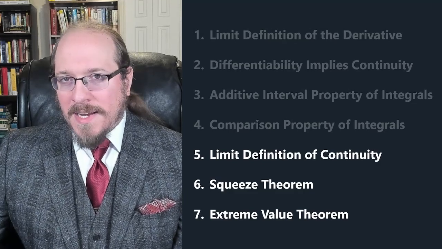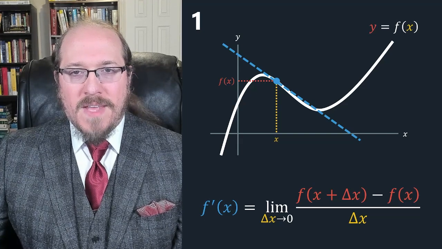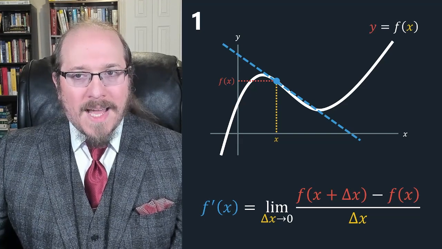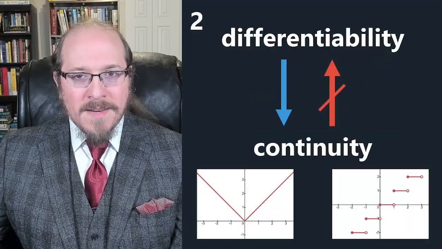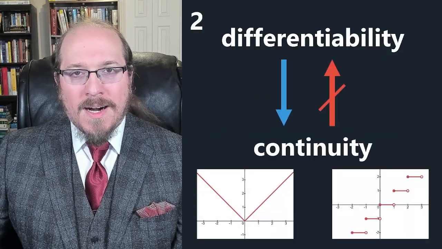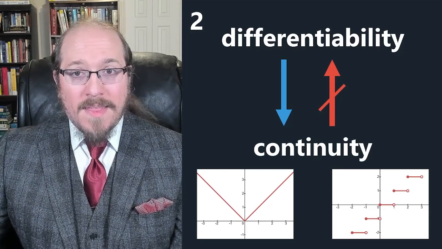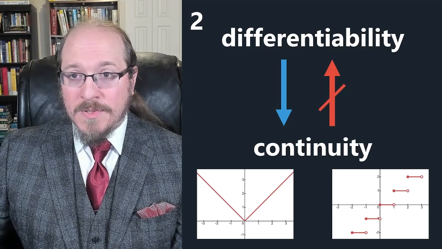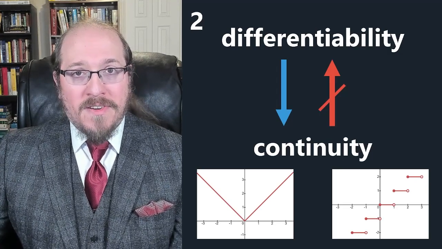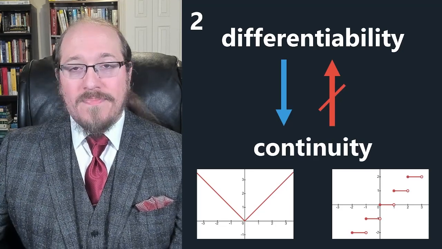Let's take a moment to look at each one. First, we've got the limit definition of the derivative, the limit of the slope as the change in x shrinks down to 0. Second, we've got the relationship between continuity and differentiability. If a function is differentiable, then it has to be continuous. Although the converse isn't necessarily true. Think of the absolute value function. A function that's continuous may not be differentiable.